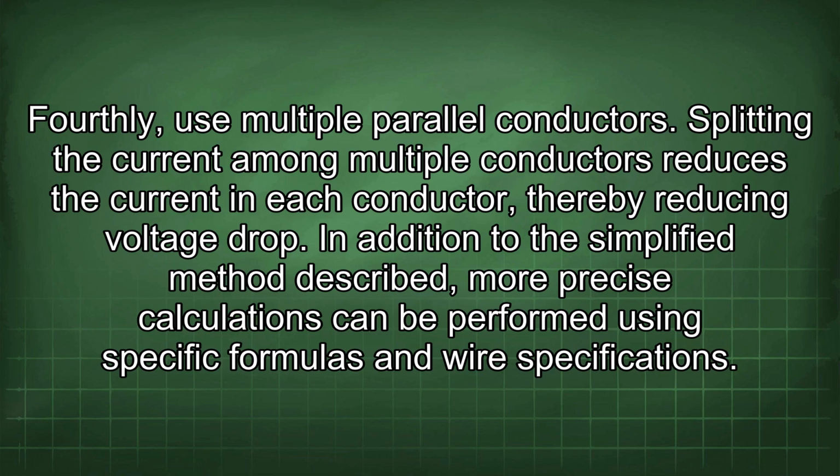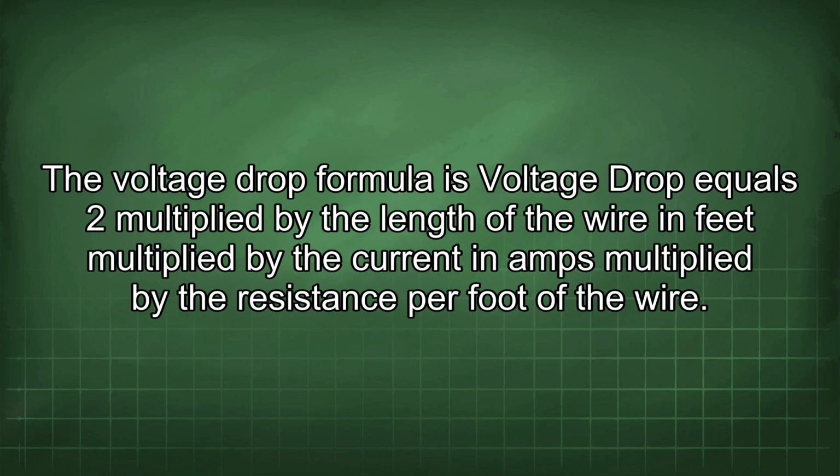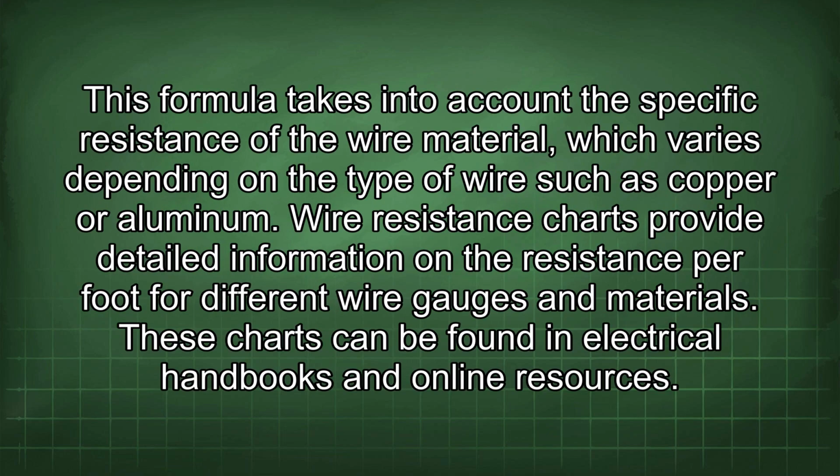In addition to the simplified method described, more precise calculations can be performed using specific formulas and wire specifications. The voltage drop formula is: voltage drop equals 2 multiplied by the length of the wire in feet, multiplied by the current in amps, multiplied by the resistance per foot of the wire. This formula takes into account the specific resistance of the wire material, which varies depending on the type of wire, such as copper or aluminum. Wire resistance charts provide detailed information on the resistance per foot for different wire gauges and materials. These charts can be found in electrical handbooks and online resources.